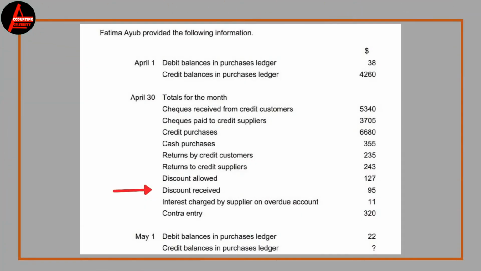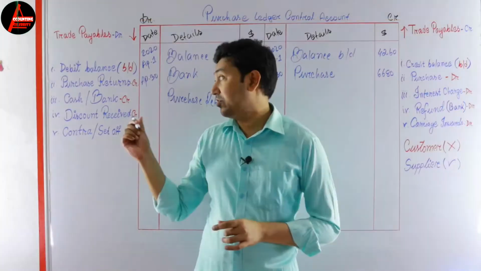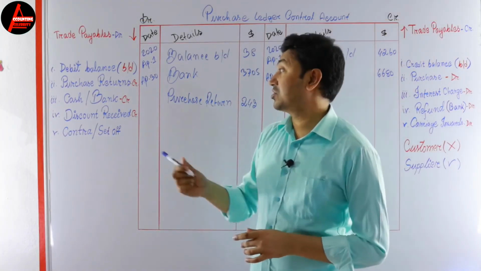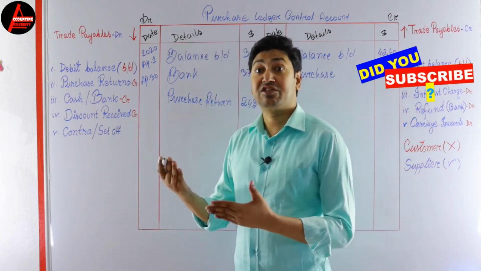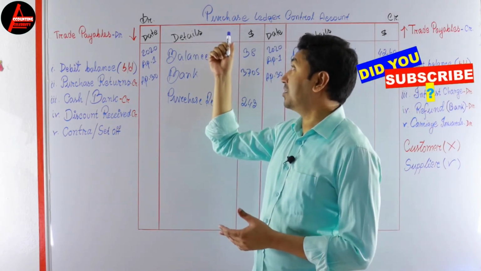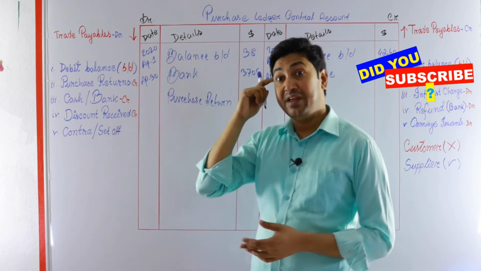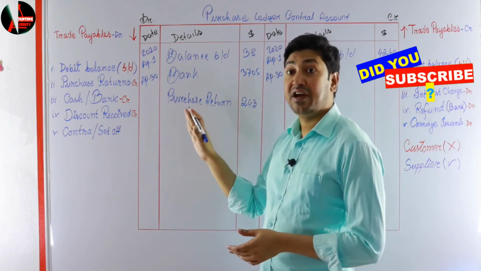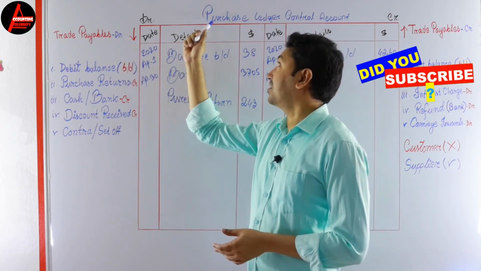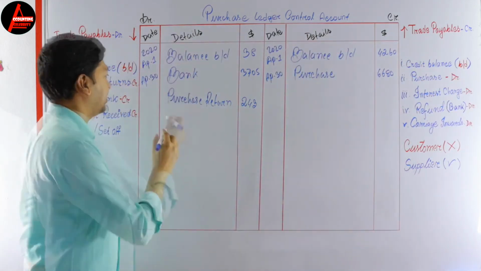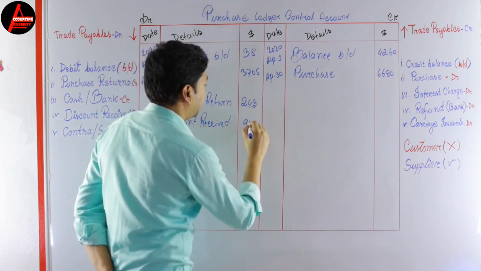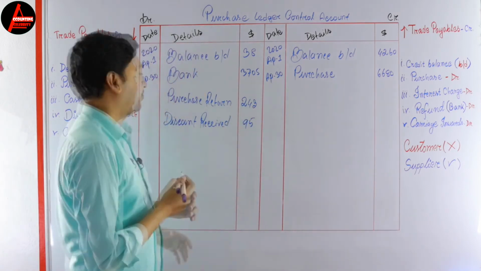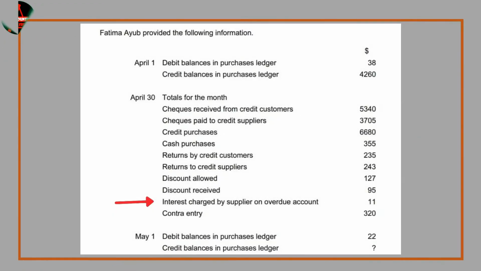Very good. Next one is discount received $95. Yes, already you know discount received will come. Discount received is an income for the business. So you know income is always credit. So what is debit? Trade payables or purchase ledger control account is to be debited. So we have to record in the debit side. Let us write discount $95. Okay, finished.